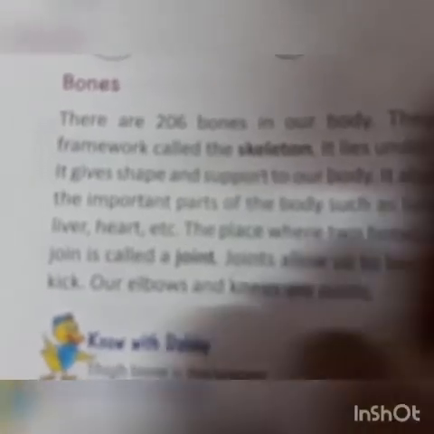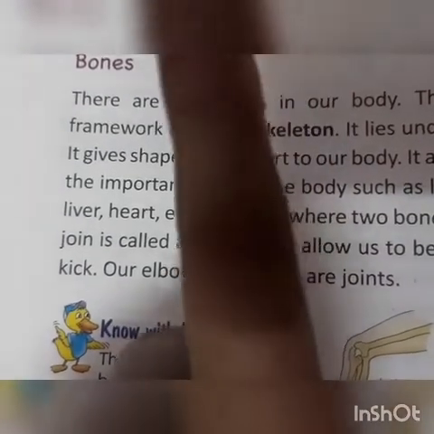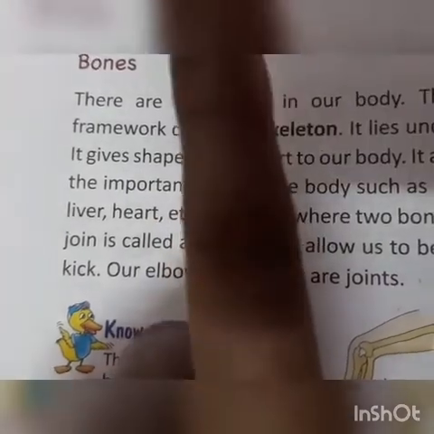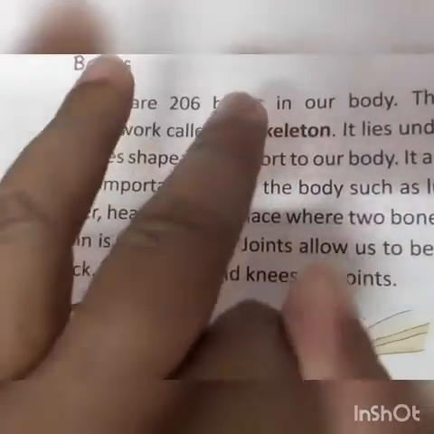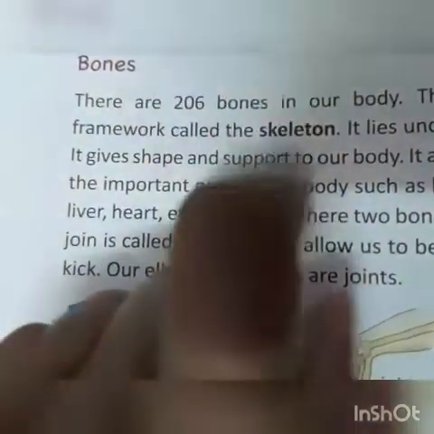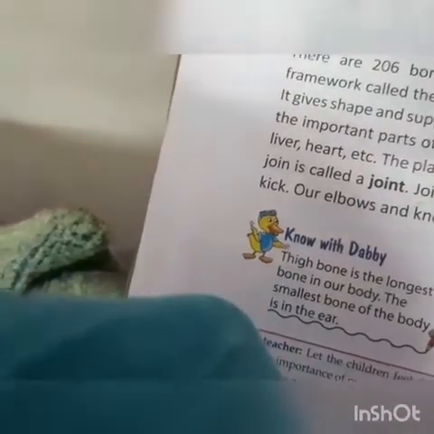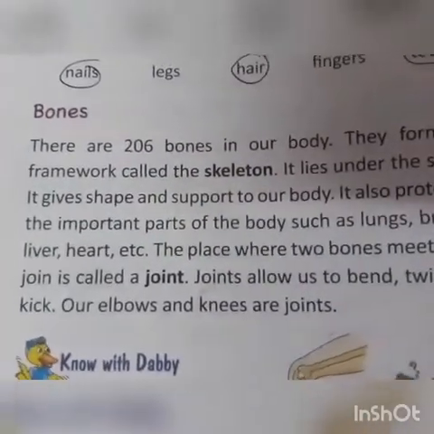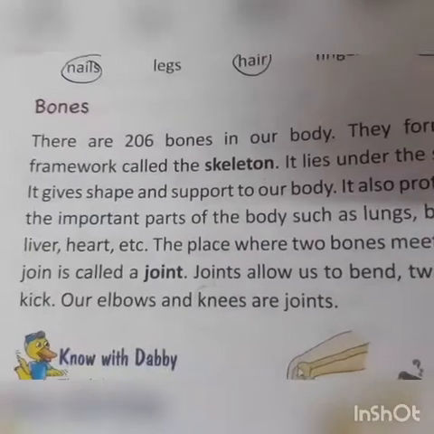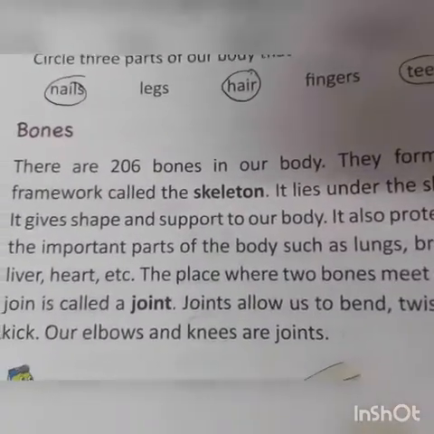Now you can see my small finger is here. I can move my single finger like this, I can bend my finger like this. This place is the joint, that is why we are able to move the finger. Now this is the elbow. You can see I can move my hand like this. So this is the joint, your elbow joint. With the help of this movement I can move my hand. So that is a joint.